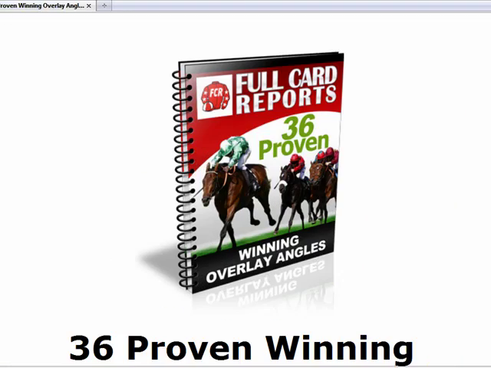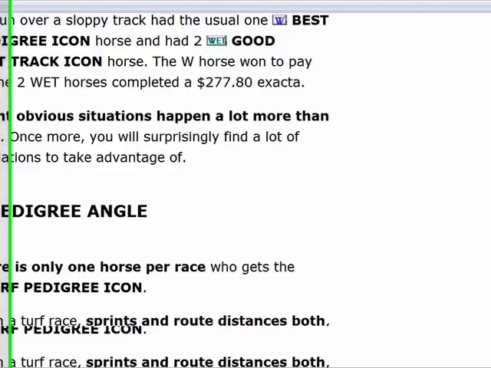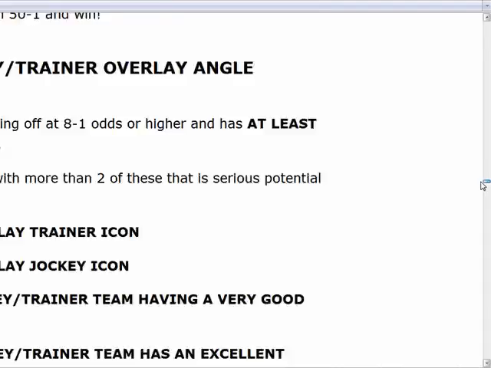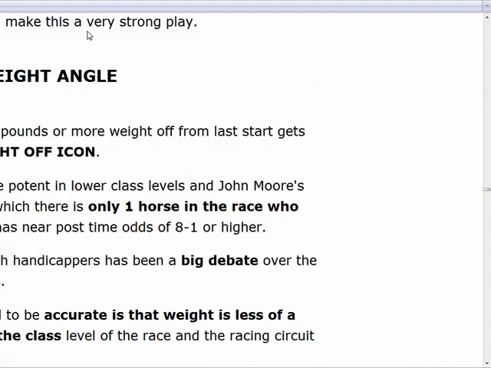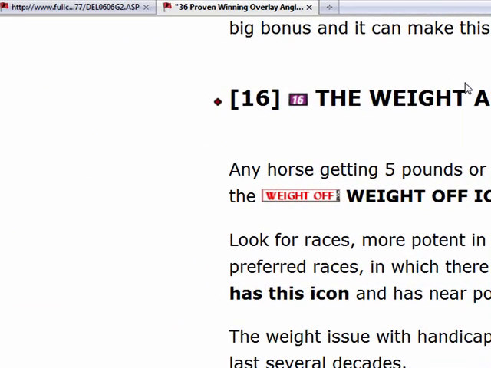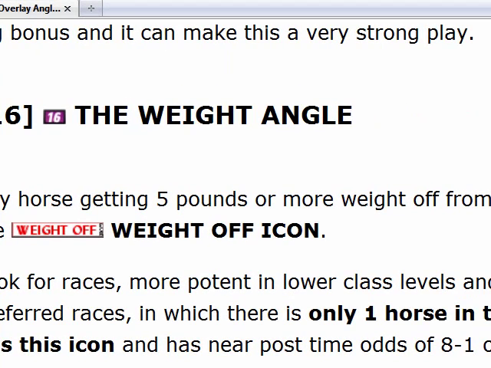And a lot of horse players and handicappers just do not give credit to the weight issue. It's a big debate, but I'm not here to tell you my opinion. I'm going to tell you what I have found. 17 years of research using these reports, and that was one of the oldest angles that I recognized. Let me just read to you what I wrote.